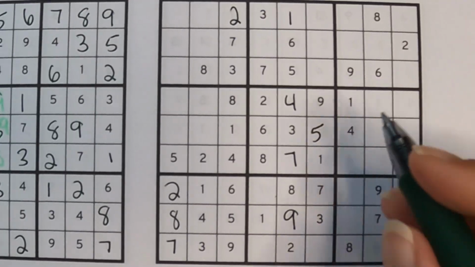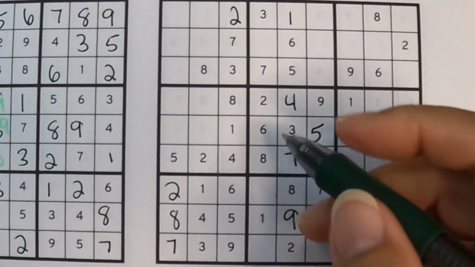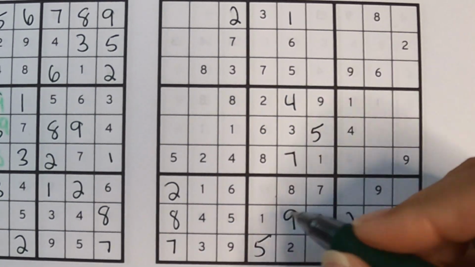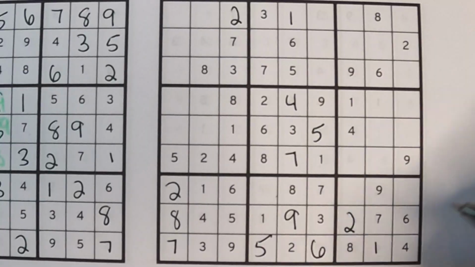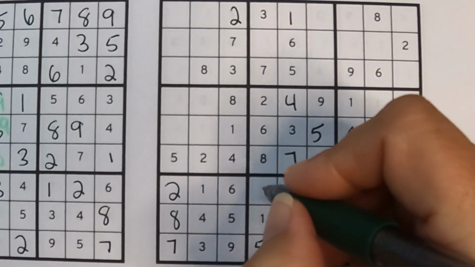For this row now, we're just missing a 2. For this bottom row, we're missing 1, 5, and 6. We've got 1 and 6 here, so this is our 5. That 1 makes this our 6, 1. For this box now, we're just missing a 4.